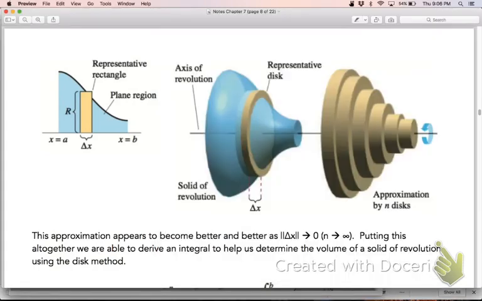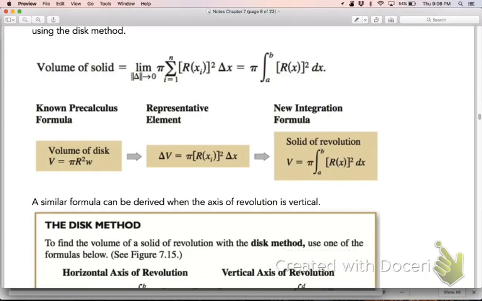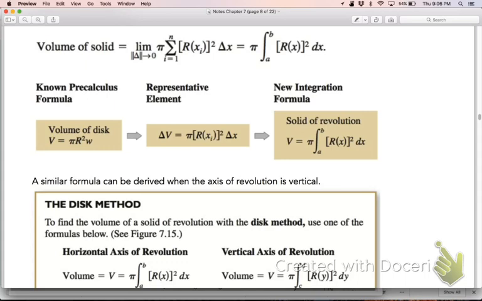Okay, so this would be a small number of discs. This is just one. And so if we refer to this as a representative rectangle, then we will refer to the disc as the representative disc. Okay, so when all of this is said and done, we know that the volume of a disc is pi r squared times the width. We're talking width because this is horizontal. It could be height if we're talking vertical.